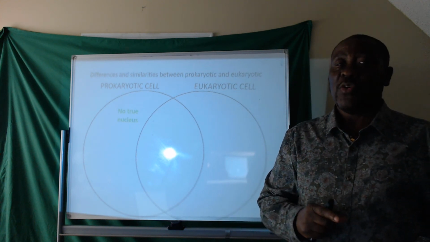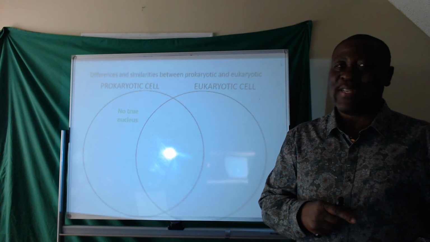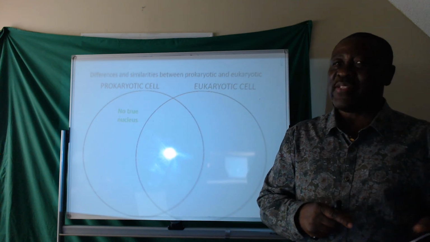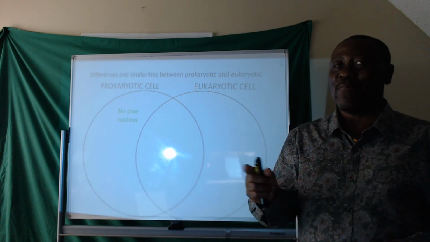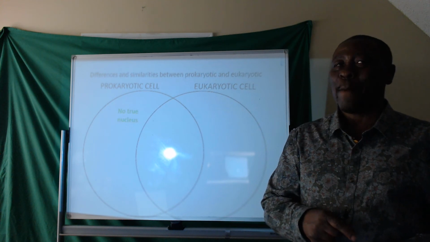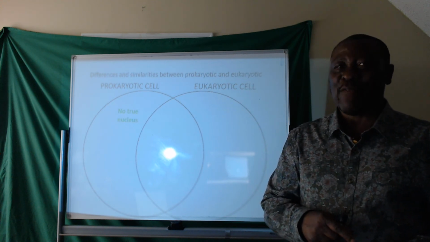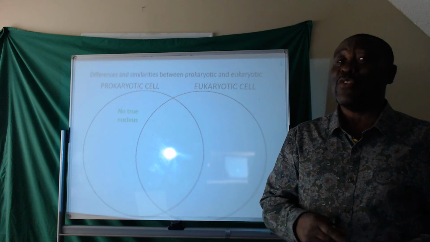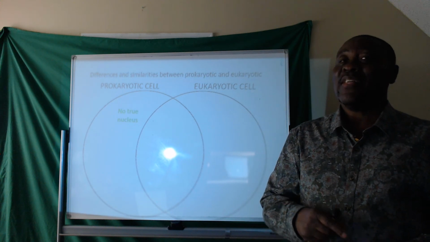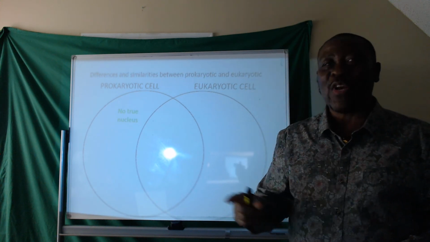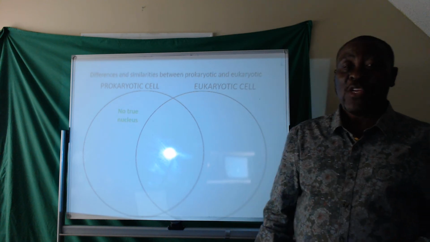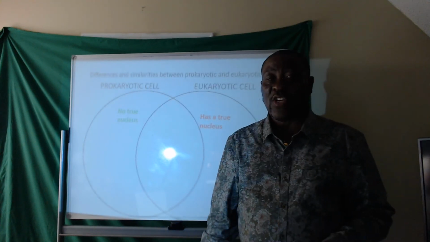All right? So try to guess, because I know you guys are really smart. If prokaryotic cells do not have a true nucleus, tell me about eukaryotic cells. Exactly right. They have a true nucleus. Why do they have a true nucleus? Yes, because there's a circle going around the genetic material. Okay, so eukaryotic cells have a true nucleus.